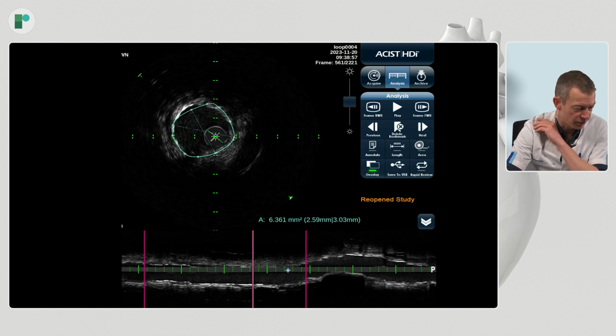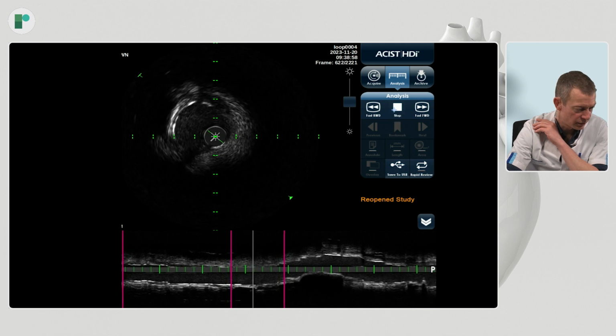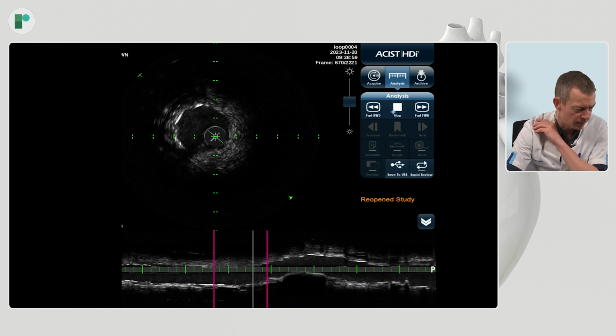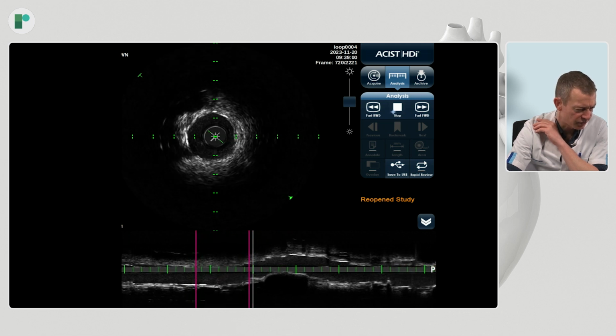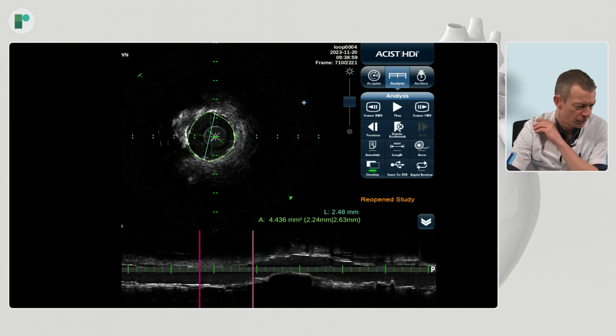6.3, so here we're still good. Go more proximal, I'll click play. You know, that was a lot of plaque, a lot of calcium. It's not really big. I measured here already, as you can see. Hopla, 4.4. So this is not good.